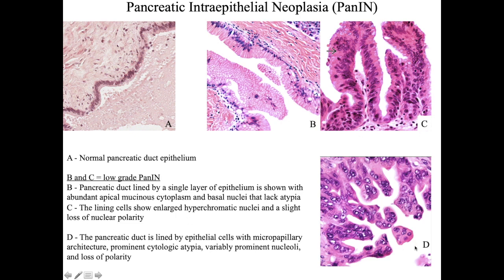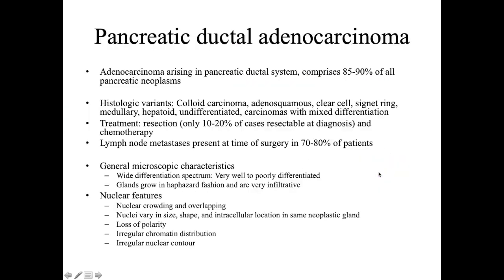And here in figure B, we could see that the pancreatic duct is lined by these epithelial cells. The nuclei are very large, and they have this micropapillary architecture and prominent nucleoli. This is more consistent with high grade PANIN, and this could also be called carcinoma in situ. This would be very worrisome, and it would be important to look for any invasion or invasive component.